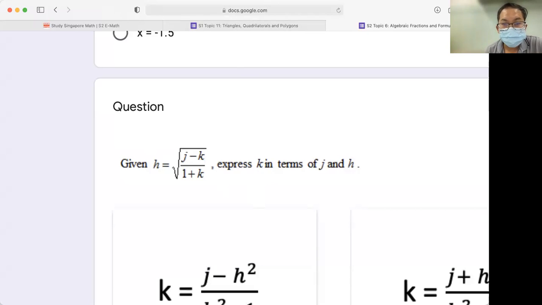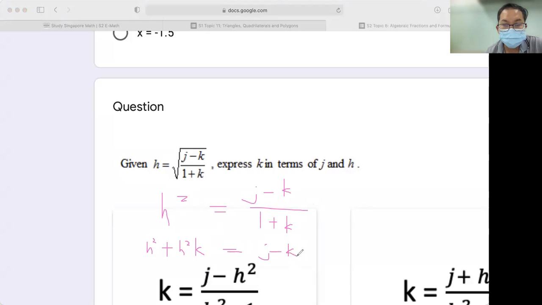Okay, I will show you how to do this. So first you square it. So h square equals j minus k over 1 plus k. Then bring the whole denominator over. So h square times 1 plus k, so h square plus h square k equals j minus k.